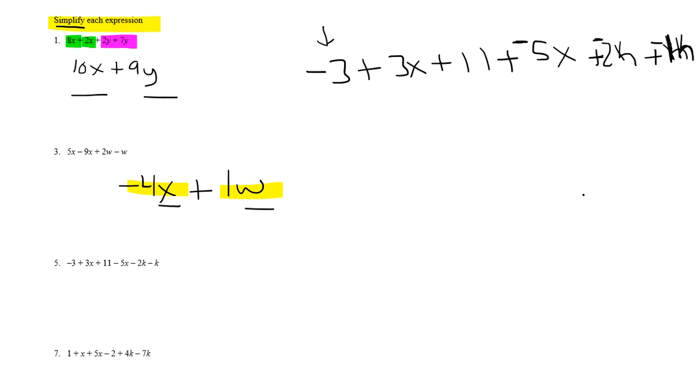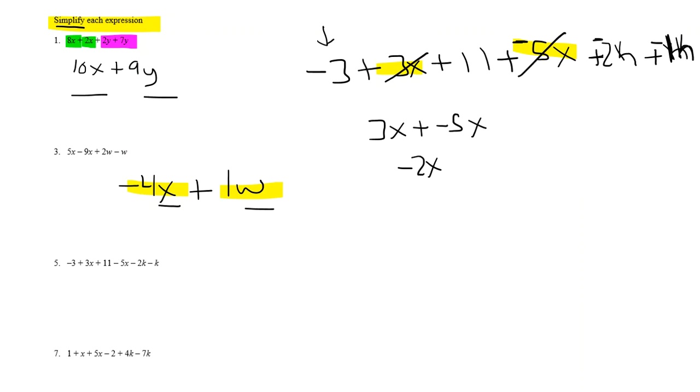Now, let's go ahead and group our families that have the same last name. So, we have a positive 3x, and we have a negative 5x. If we combine a positive 3x and a negative 5x, that's going to give us a negative 2x. So we just combined these two.